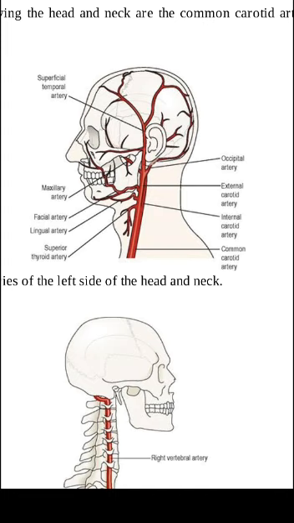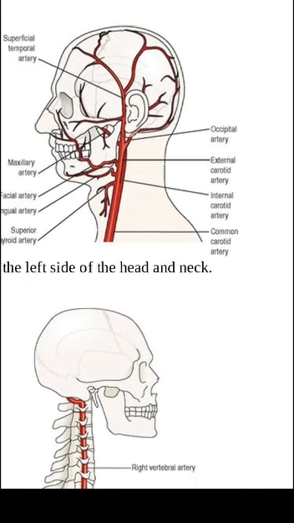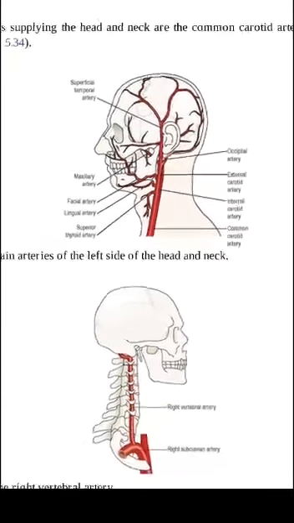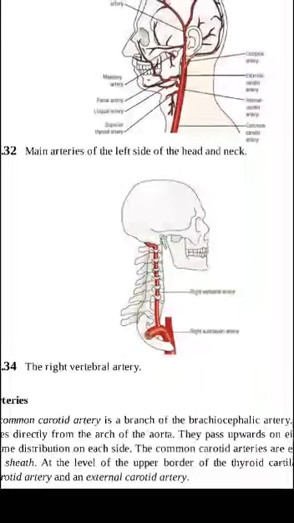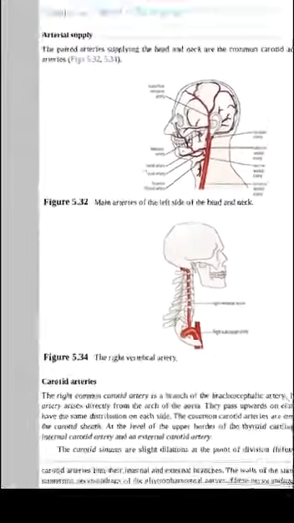The superior thyroid artery. On the left side we can see that there is the occipital artery supplying the back of the head. There is the external carotid artery supplying the neck region, the internal carotid artery and the common carotid artery. And the neck region is also supplied by the right vertebral artery and right subclavian artery.